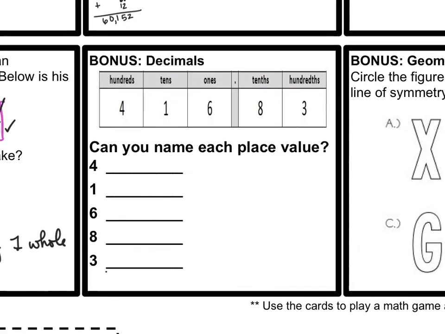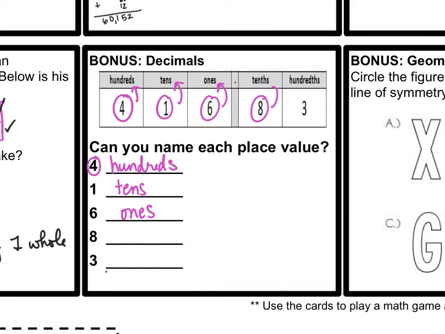Okay, this one I think is so easy that you may feel like you did it wrong, but I promise you didn't. Can you name the place value of each number? So the place value for 4 is going to be 4 hundreds. It's literally written out there for you. So hundreds. And then again, the 1 is in the tens place. So you have tens. The 6 is in the ones place. So it's in the ones. Then you have the 8 in the tenths.